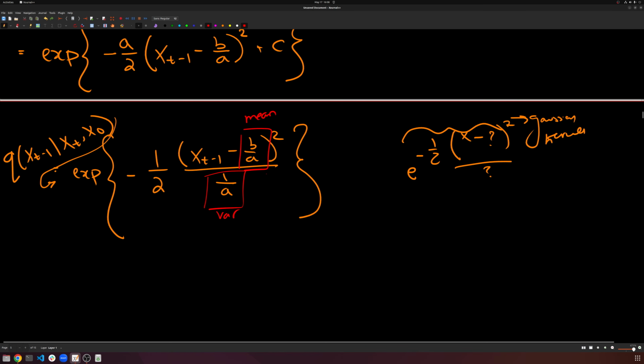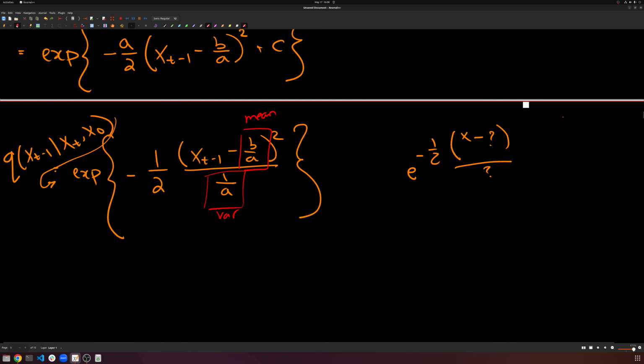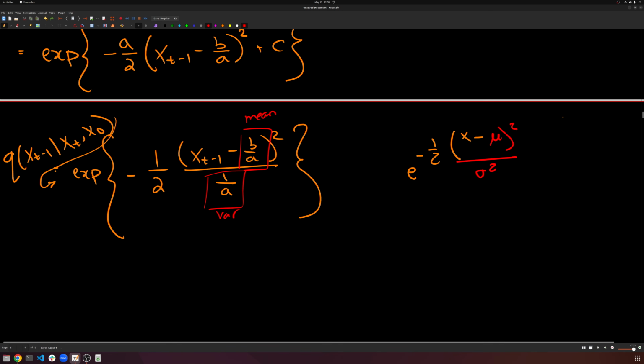It has to be that. It can't be anything else, because it's e to the power x minus mu squared over sigma squared. So this is our mu, the mean, b over a, and this is our variance, 1 over a. Okay, so let's go ahead and find our final expressions for these two things, and we will be done.